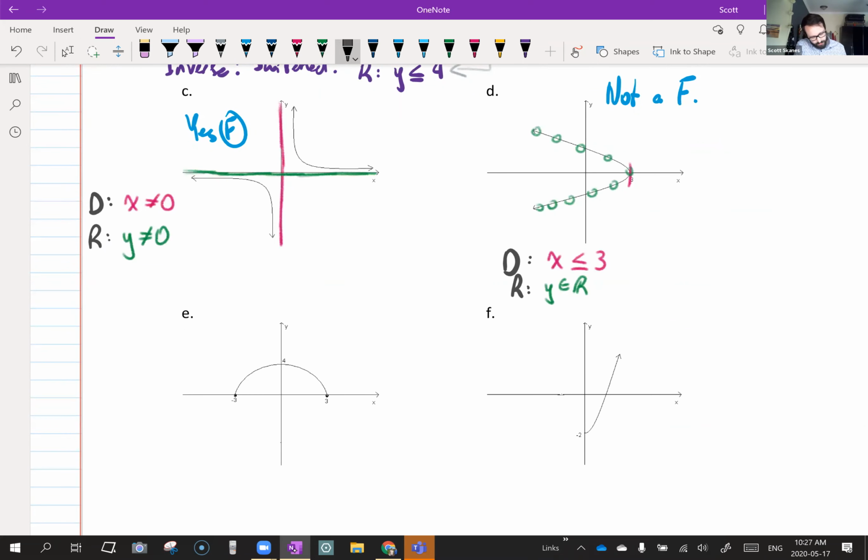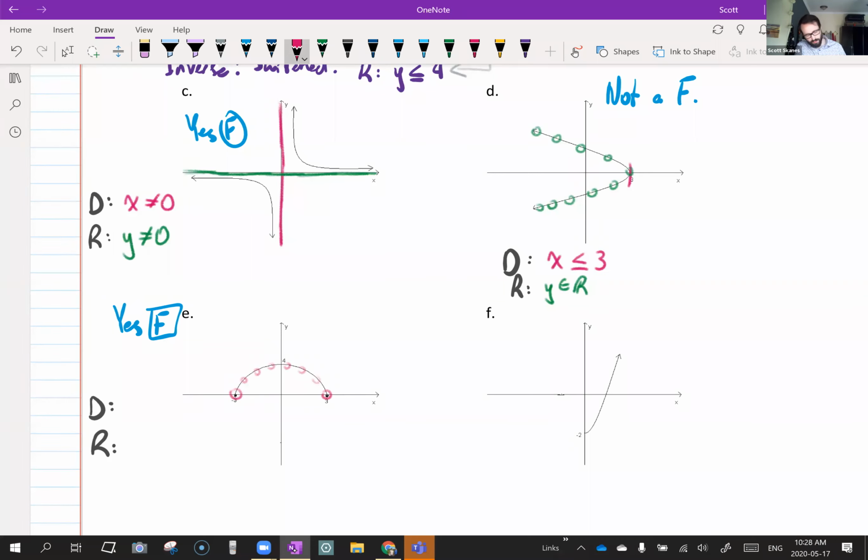What about this? Someone give me the domain and the range for this one. See if you're following along. It's definitely a function. Anyone have any ideas? What are the possible x values? It looks like it's bound by this. It can be anything in between.